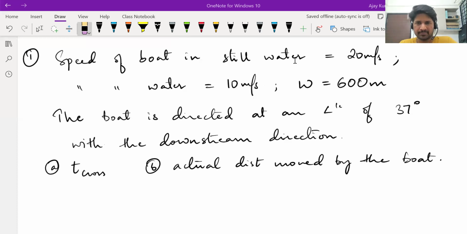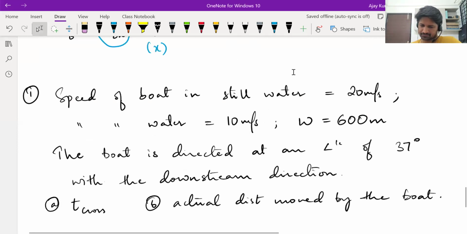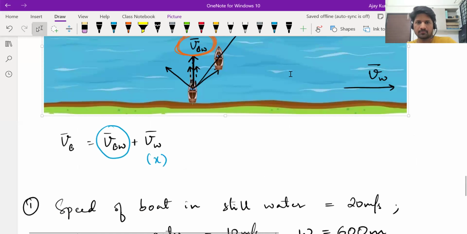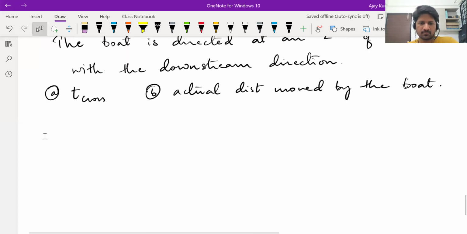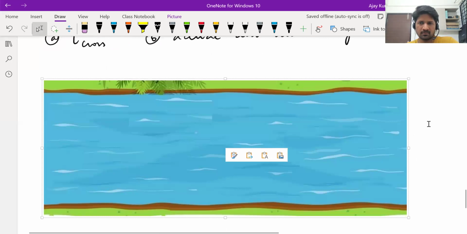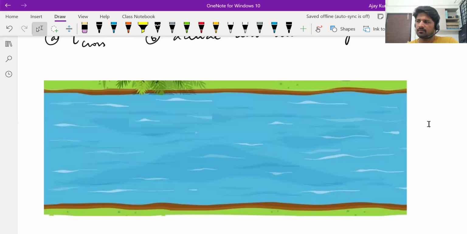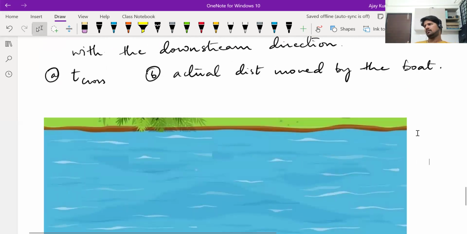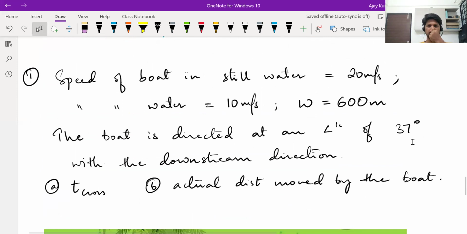Sir, I actually got 1,000 seconds. How are you trying to solve this? Sir, VBW sine 37 for the time taken. For time taken, you want to use VBW sine 37. Correct only. But how will that become 1000? Sir, and for B, I got 6 i cap plus 8 j cap.